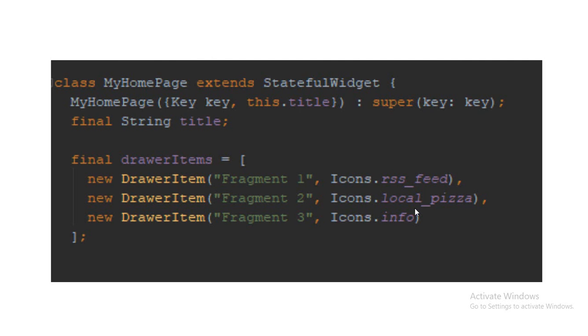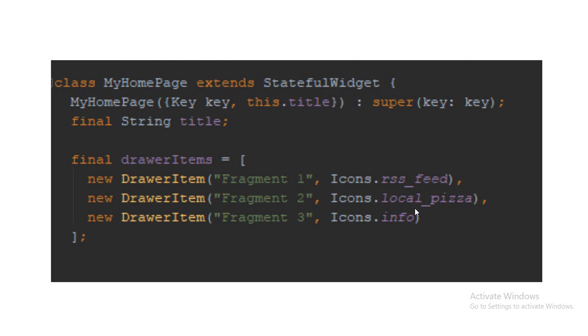In my main screen class, which I have named my home page, that will of course be a stateful widget and extend stateful widget. Inside that class I have declared one constructor that will have the title as its parameter, and I have also declared one final variable of string type named title. Then I will create one variable, drawer items, which will be the list of all the drawer items.